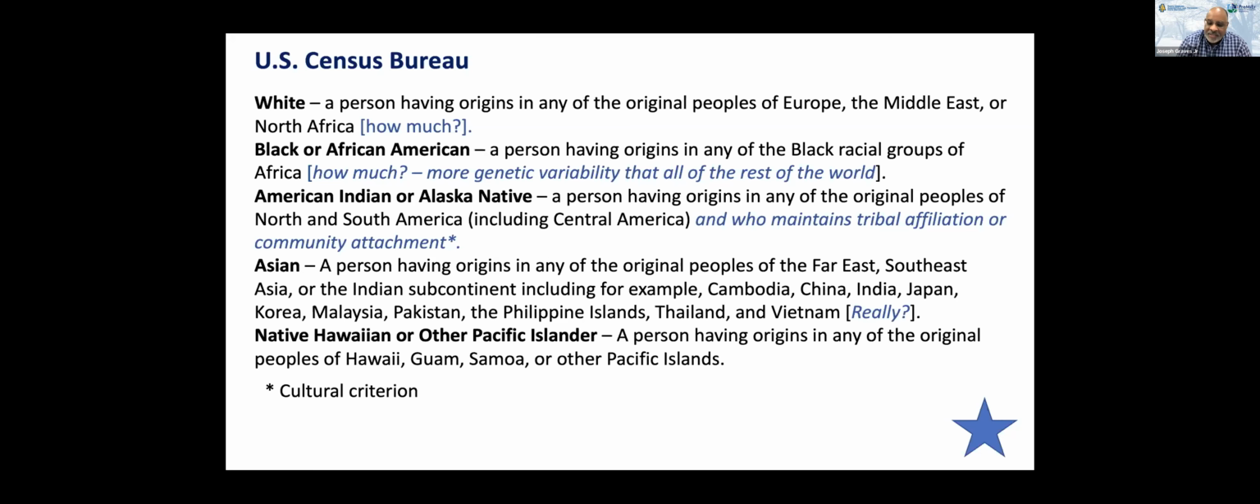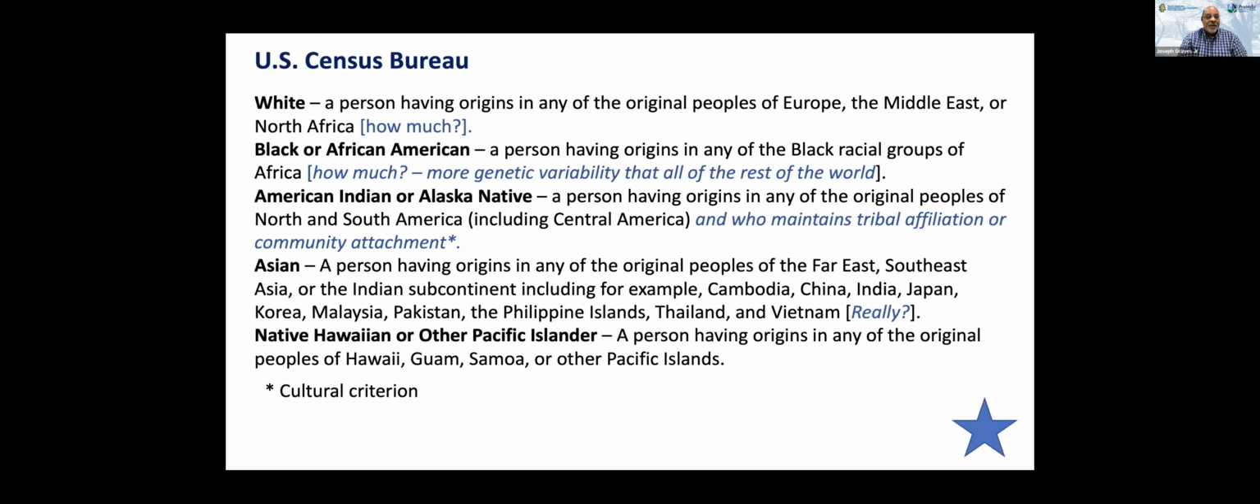So another way of saying that is if you were to choose two Africans at random and then compare them to an African and a European at random, the two Africans are likely more genetically different from each other than the African and the European are. Now, American Indian or Alaska Native: a person having origins of any of the original peoples of North and South America, and who maintains tribal affiliation or community attachment. So in other words, someone who leaves the reservation is no longer part of the tribal affiliation, and is by the census no longer American Indian.